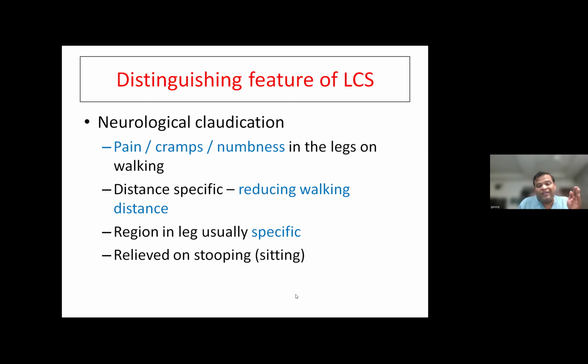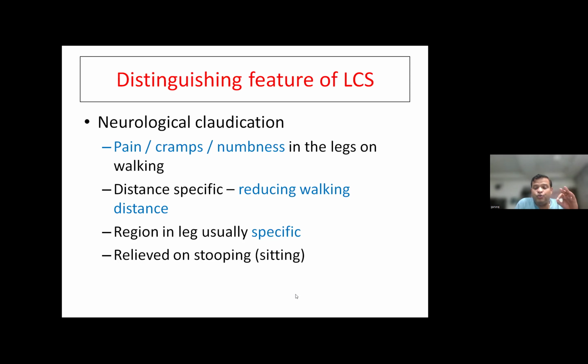Lumbar canal stenosis or neurological claudication can mimic a lot of things, and a lot of things can mimic neurological claudication. So first, you should know what neurological claudication is. They can present with pain, cramps, heaviness or numbness in the legs on walking. These symptoms are distance specific. Usually in neurological claudication, the distance gradually goes on reducing. The person who experiences symptoms at 500 meters 6 months ago can experience the same symptoms at 200 meters as the days progress.